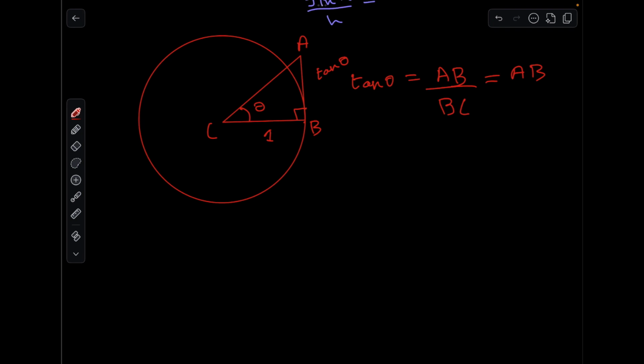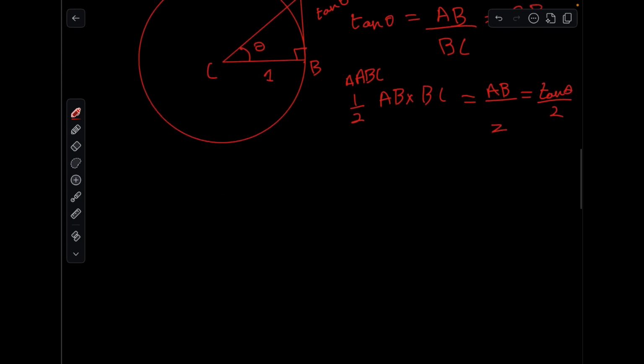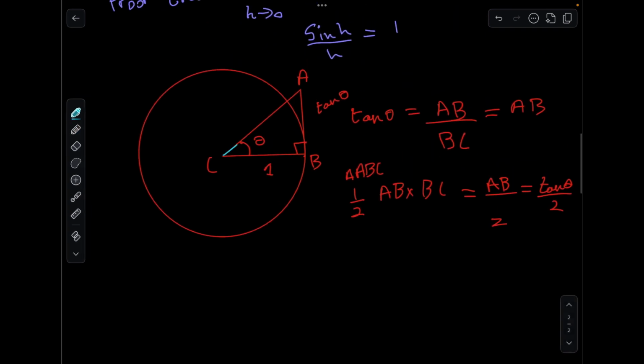What about the area of this triangle? It should be half AB into BC. So we can just write that BC is equal to 1. So this is AB divided by 2, which is the same as tan theta by 2. So that's done. Now we can think about this sector.